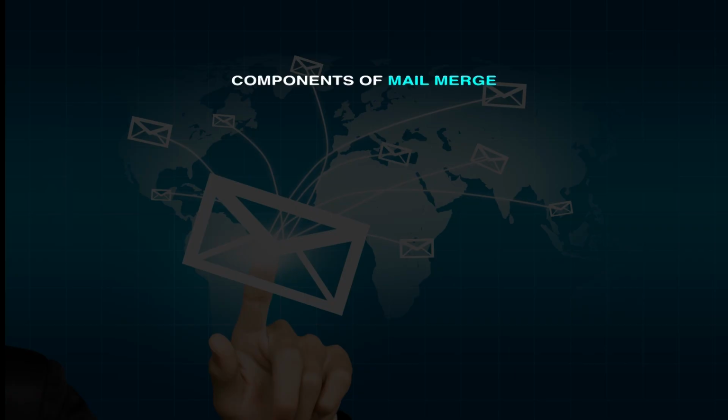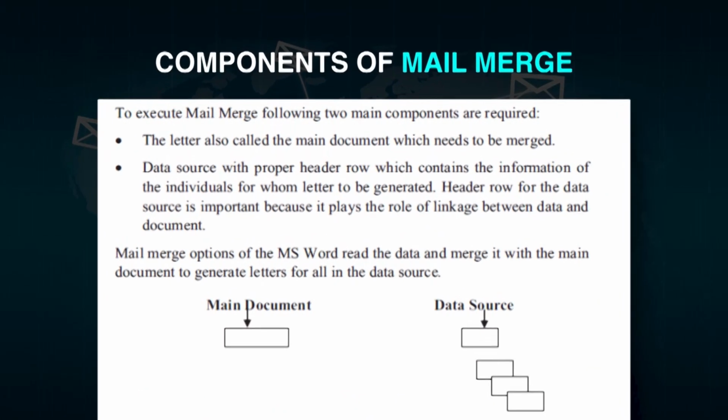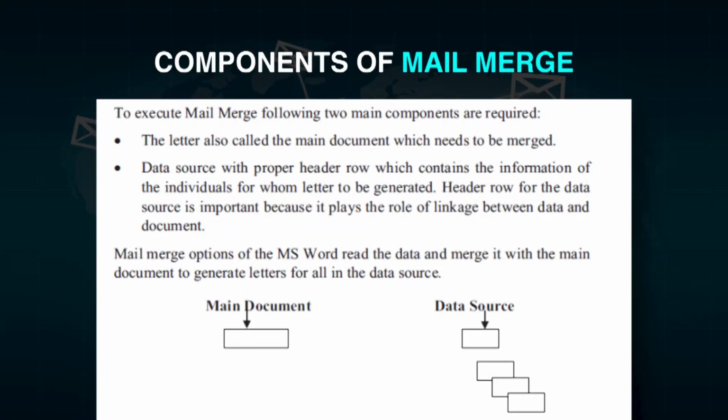Components of mail merge. To execute mail merge, the following two main components are required: the letter, also called the main document, which needs to be merged, and a data source with a proper header row, which contains the information of the individuals for whom the letter is to be generated. The header row for the data source is important because it plays the role of linkage between data and document. So the mail merge options of MS Word read the data and merge it with the main document to generate letters for all in the data source. The main document is on one side and the data source is on the other side, so very easily we can merge it.